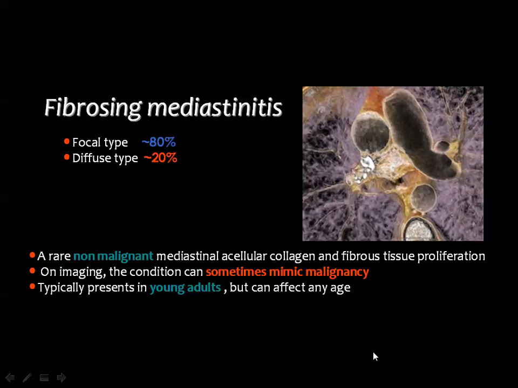And fibrosing mediastinitis is a non-malignant mediastinal acellular collagen and fibrous tissue proliferation. This is not a neoplasm, and the underlying etiology in many cases is not well known, but this disease may appear in the focal type, which may simulate malignancies, in about 80% of cases and may be diffuse in about 20% of cases. Typically, this disease affects young adults but can also be seen at different ages.